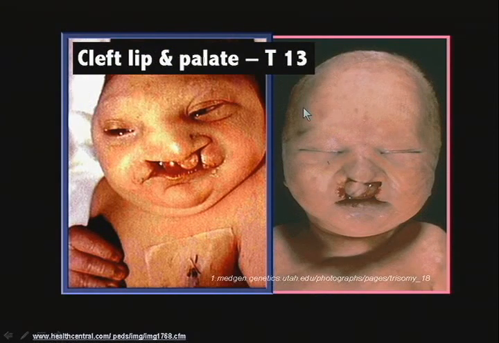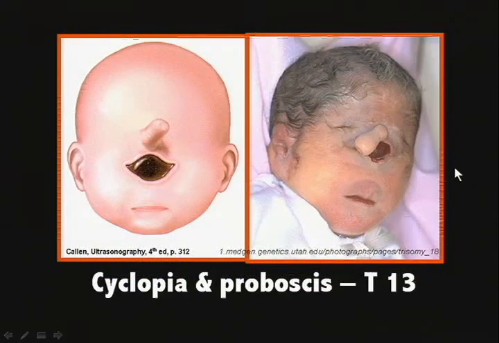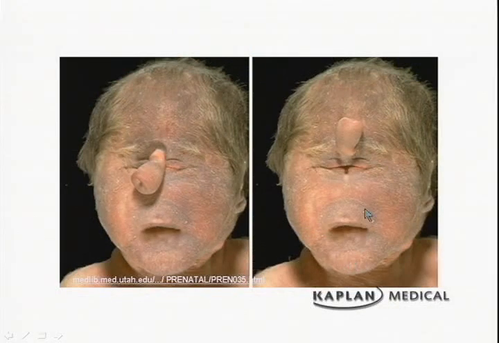You will see major anatomic abnormalities, cleft lip and palate. Now, this is a bilateral cleft lip and palate. Now, not all babies with cleft lip and palate are going to have trisomy, but you will see particularly severe forms with trisomy 13. Another thing that you will find is a single eye, known as cyclops, and there is a soft tissue protuberance above the single eye called a proboscis. Cyclops, proboscis.